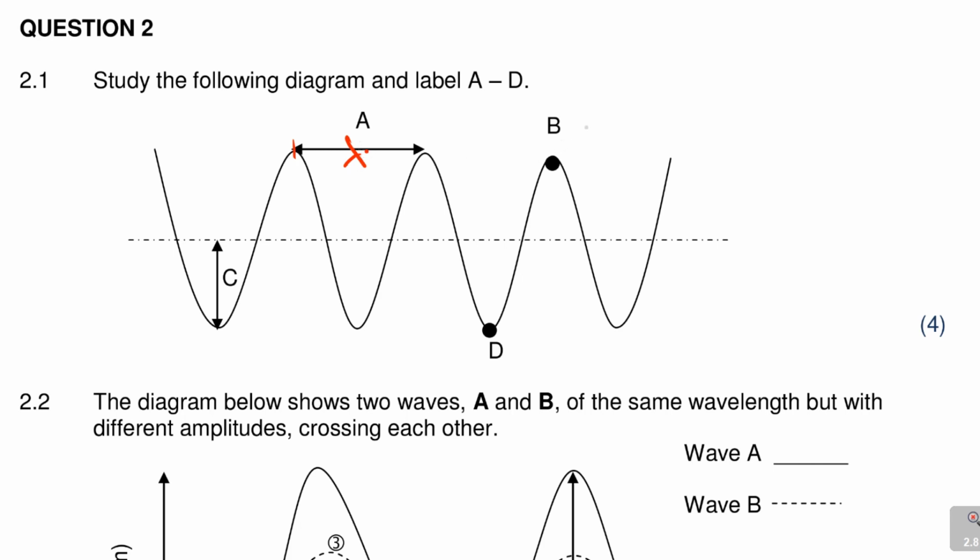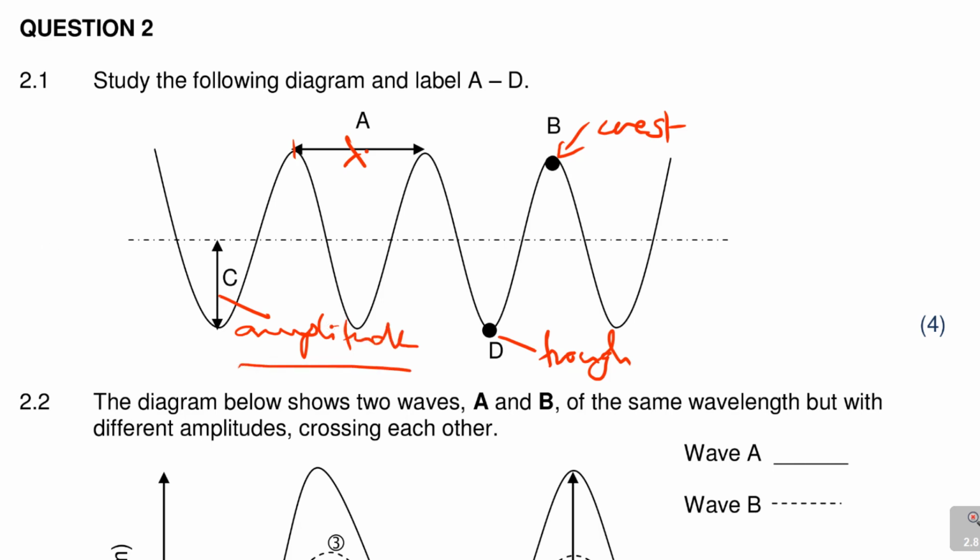And then what about B? We say it is the crest. What about D? It is the trough. Can you do that? What about C? You know better. It is the amplitude. You're right.